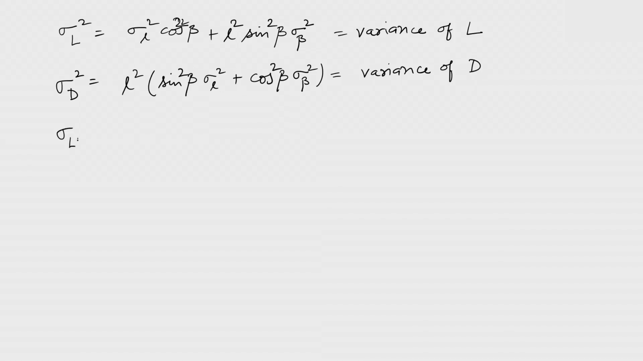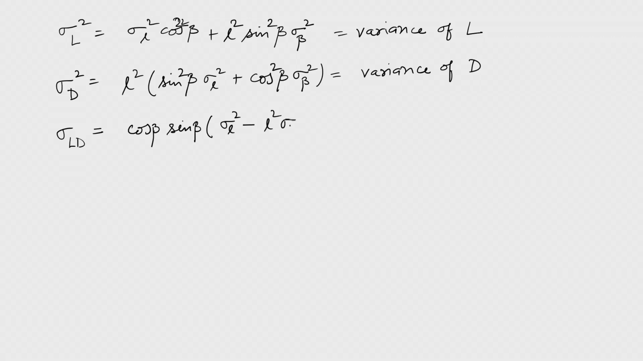Now, what is the covariance? Sigma LD, covariance of L and D. Okay, and this is cos beta sin beta sigma L square minus L square sigma beta square. This is the covariance of L and D, latitude and departure. And remember that I have estimated these values, I have not measured sigma. Okay, so what is the idea here?